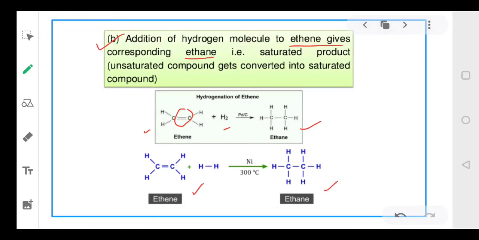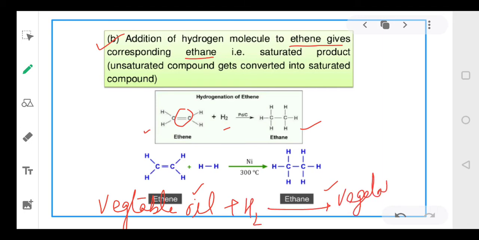And as I was telling you that this reaction is used in industries to convert vegetable oil into vegetable ghee. So इसका मतलब है वेजिटेबल ऑयल कैसा है, unsaturated compound है. Okay, vegetable oil is an unsaturated compound. Okay everyone, vegetable oil, इसमें हम हाइड्रोजन को ऐड करेंगे और ये वेजिटेबल घी में कन्वर्ट हो जाएगा, vegetable ghee. Okay, so vegetable oil is your unsaturated while vegetable ghee is your saturated compound.